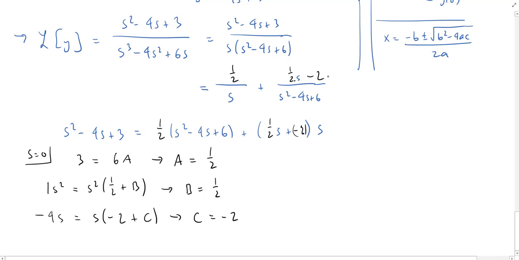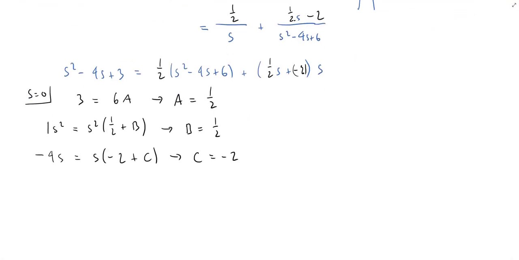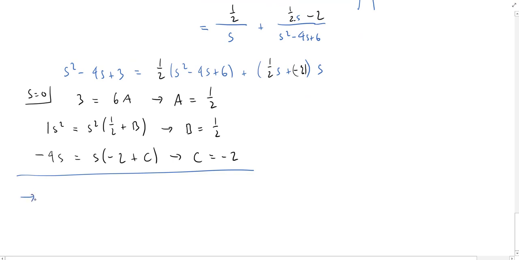Fantastic. So we now have a partial fraction decomposition, and so we can rewrite our Laplace transform of y in terms of that. So this tells us that our Laplace transform of y is, I'm just pulling this from up above, 1/2 over s plus (1/2 s minus 2) over the irreducible quadratic.